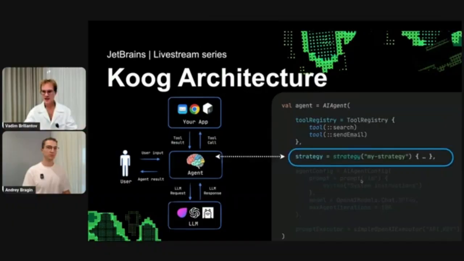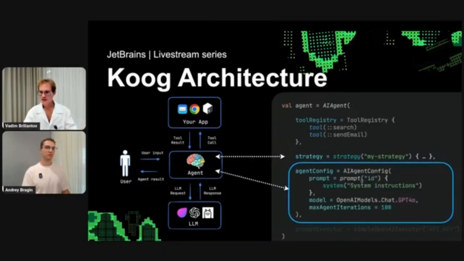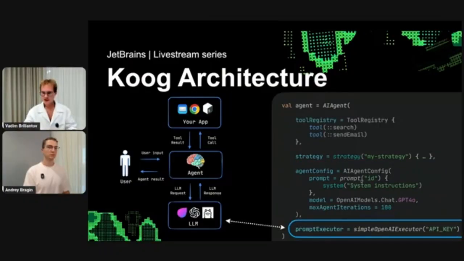Then you provide the agent strategy that you can implement by yourself, or you can omit this parameter because Koog already knows some strategies out of the box. And then you provide the agent config, which is basically the prompt, the task for the agent, what it should be doing. It's also the connection to a specific model and some other parameters like max agent iterations and something else. And finally, the last part is the actual connection to LLMs. For example, here I'm connecting to OpenAI.